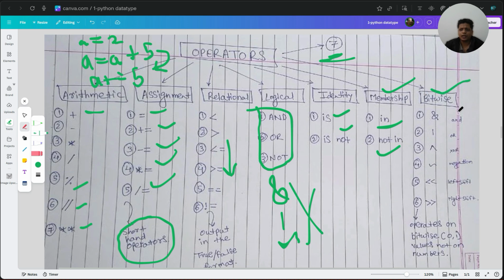Now our seventh operator and the last operator, that is the bitwise operator. Here there are 6 different types of bitwise operators. These operate on bit values, that is 0 and 1, not on the numbers. All the other operators operate on normal numbers, but the bitwise operator operates only on bit values, that is 0 and 1. What comes inside the bitwise operators? First one is AND. It is represented by the ampersand. Then the OR, then XOR, then negation, then left shift and right shift.